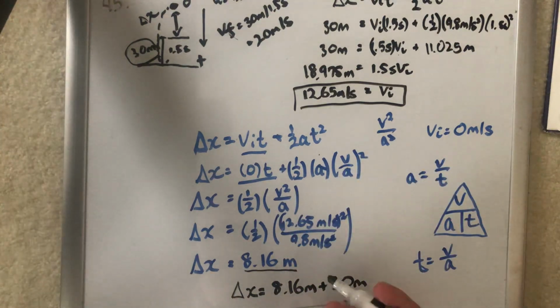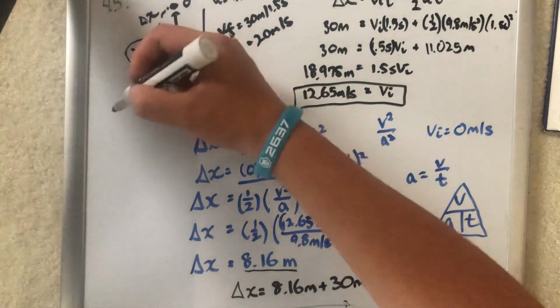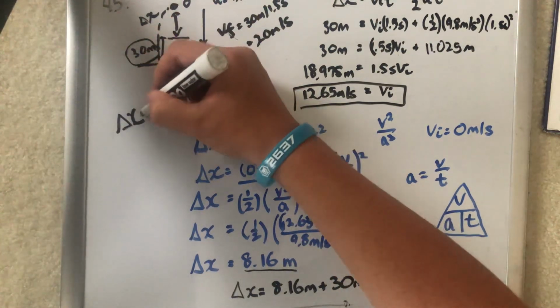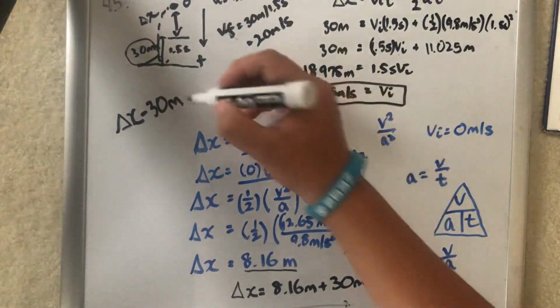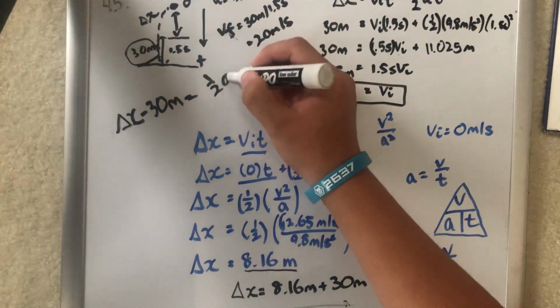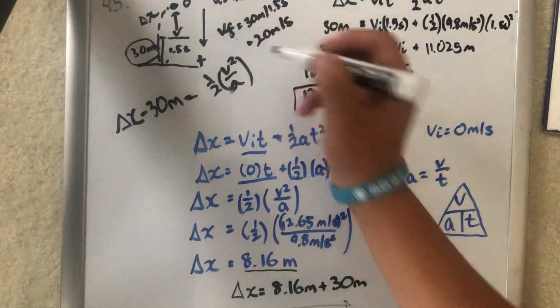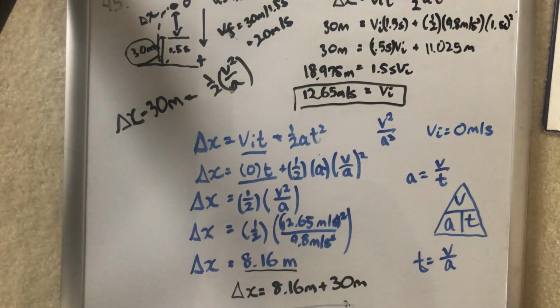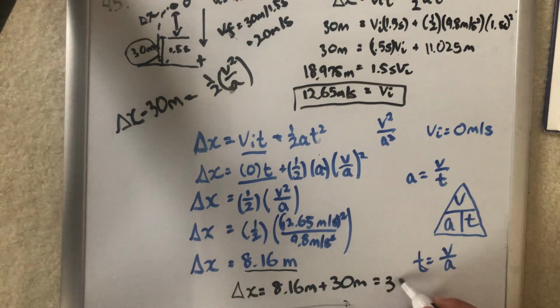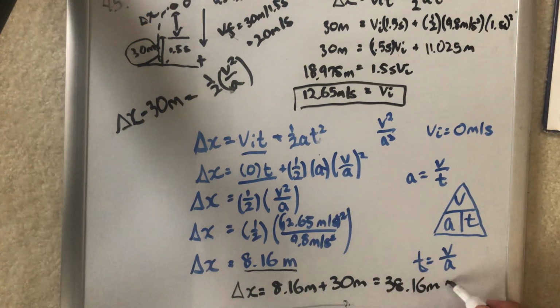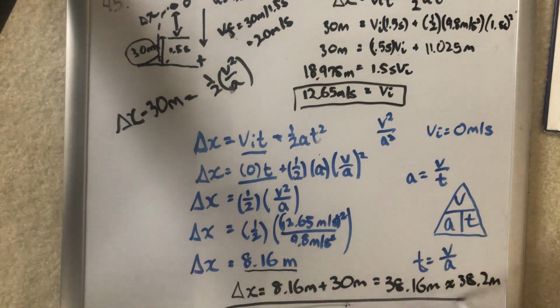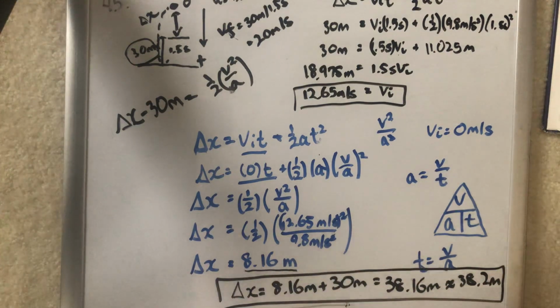If you didn't want to do the last step like me, you could have just made this equation minus 30 meters and then equals 1/2 velocity squared over acceleration. But we didn't do that. I wanted to keep it simple. So this is equal to 38.16 meters, or about 38.2 meters. That is our final answer.